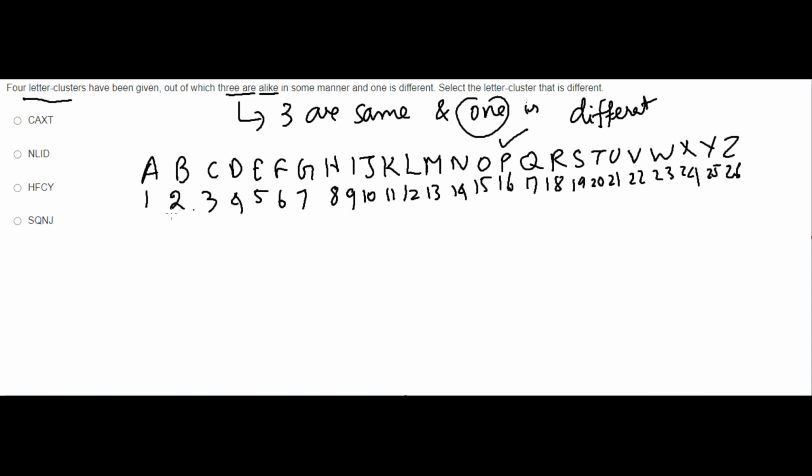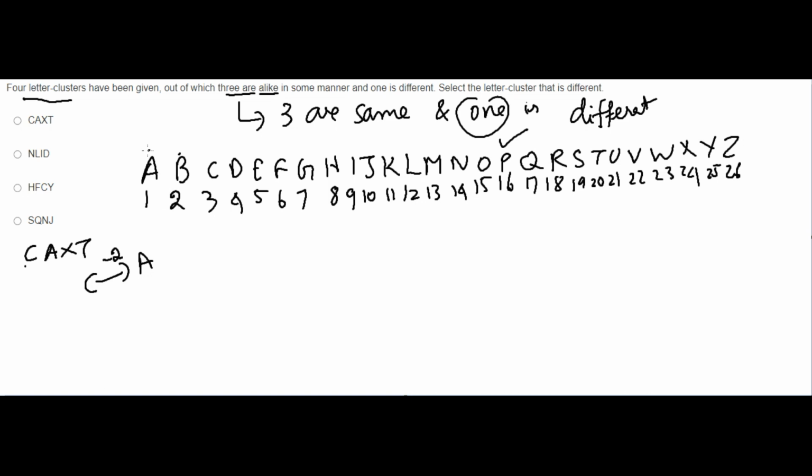Now listen to me. A is in position 1, B is in position 2, and likewise you continue. First, take CAXT. From C, how much are you coming back? 1, 2, right? So if from C you come back 2 levels down, you will get A.